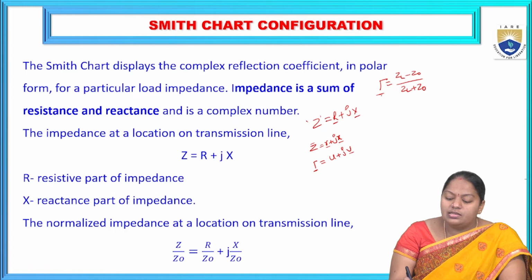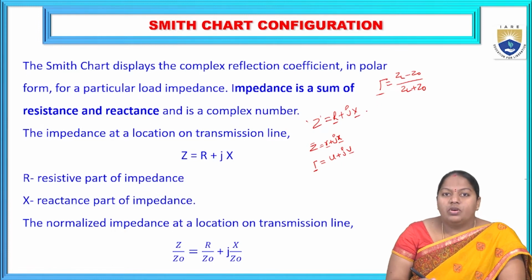Generally this gamma is a complex number. If gamma is a complex number, then the normalized impedance Z bar is also a complex number. So the Smith chart displays the complex reflection coefficient, which should be expressed in polar form, particularly for the load impedance and the characteristic impedance.